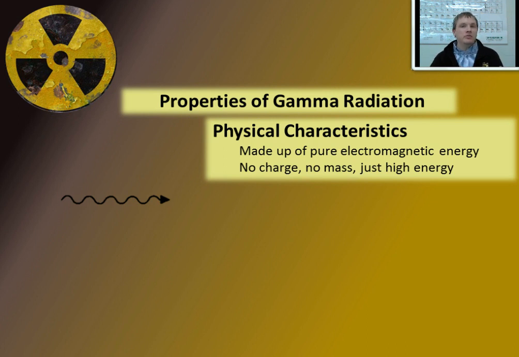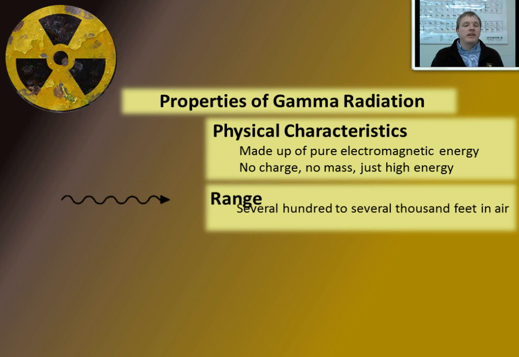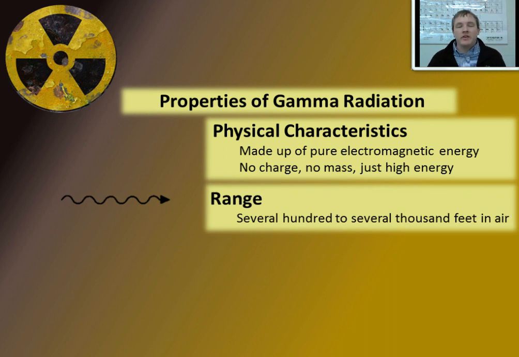Now remember, neutrons are able to penetrate matter very deeply because they don't have an electric charge to cause them to interact with particles and slow them down. Well, since gamma radiation is just pure energy also, it's not going to have an electrical interaction because it doesn't have a charge, so it is going to move a very, very far distance. In fact, gamma radiation can move several hundred to several thousand feet through the air. In this way, it's pretty similar to neutron radiation.